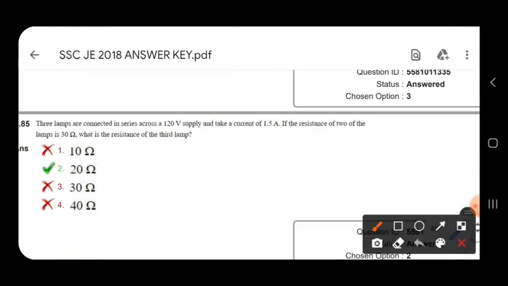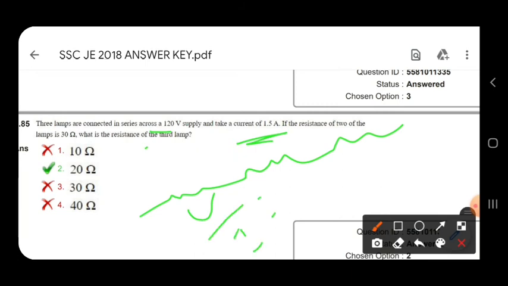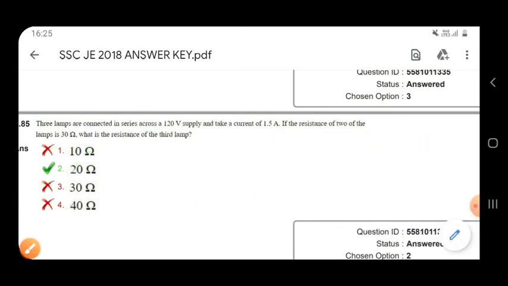3 lamps are connected in series across a 120 volt supply and take a current of 1.5 A. Friends, all of you know that in a series circuit the total current is equal. Hence, to find the total resistance, put the formula V upon I. So V is 120 upon 1.5, which equals 80. If the resistance of two lamps is 30 each, the total is 30 plus 30, 60. The other lamp is 80 minus 60, which equals 20.